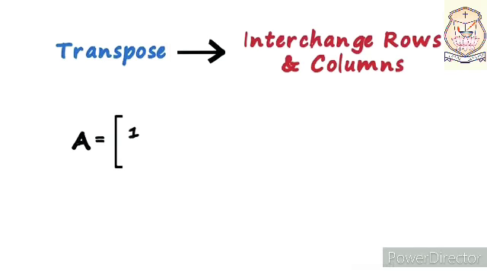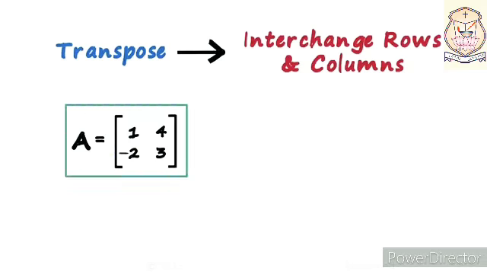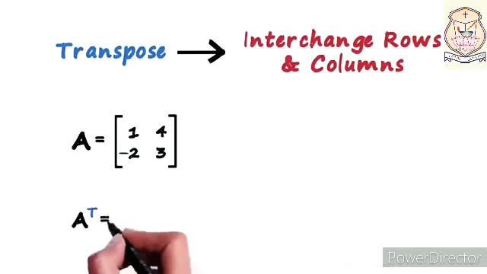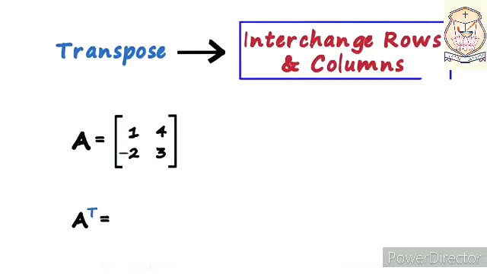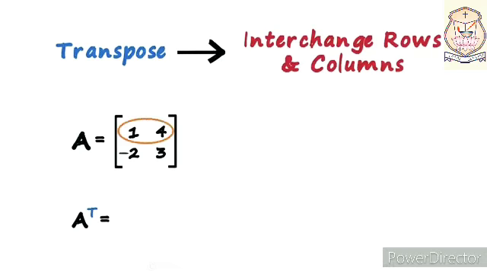This is matrix A. It has 2 rows and 2 columns. We need to find the transpose of this matrix. It is written as A with T as a superscript. What will this be equal to? We need to interchange the rows and columns. The first row becomes the first column.